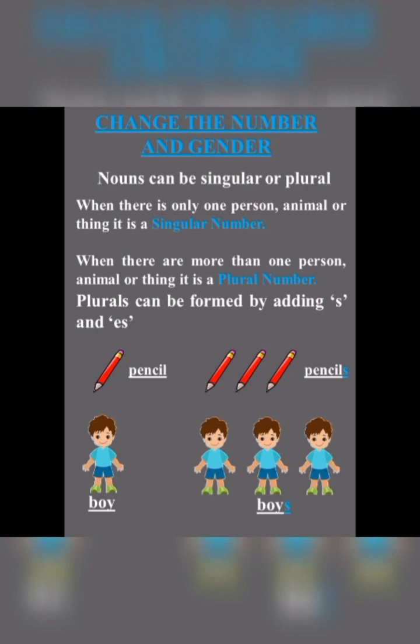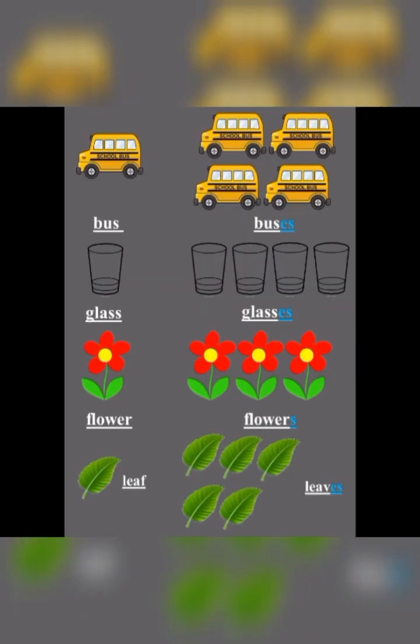Look at the examples on the screen. Pencil, pencils, s is there. Boy, boys, s is there. Next picture is of bus, B-U-S, bus. And on the other side, there are 4 buses. So we will write B-U-S-E-S, buses. E-S has been added.